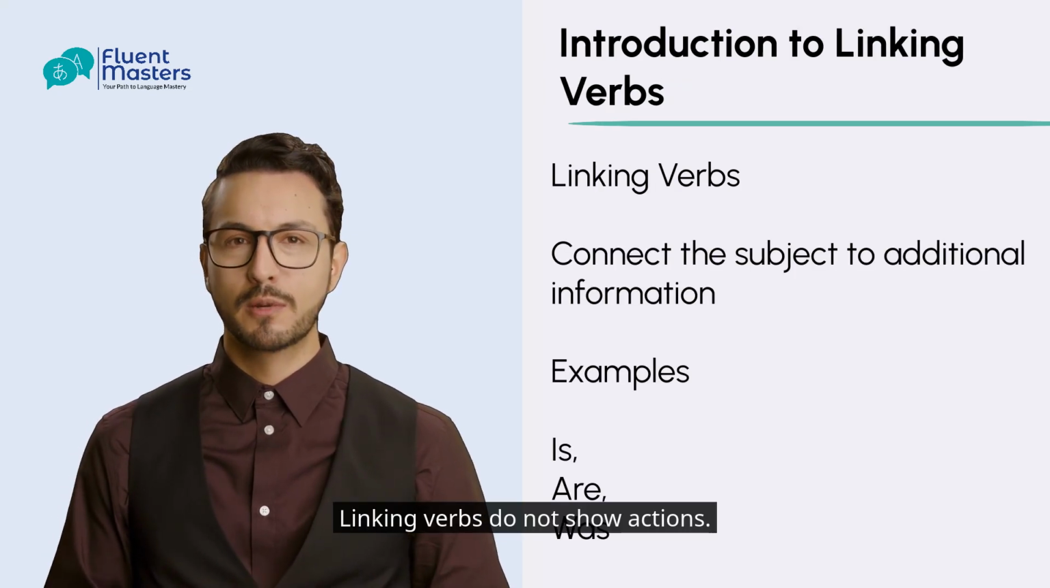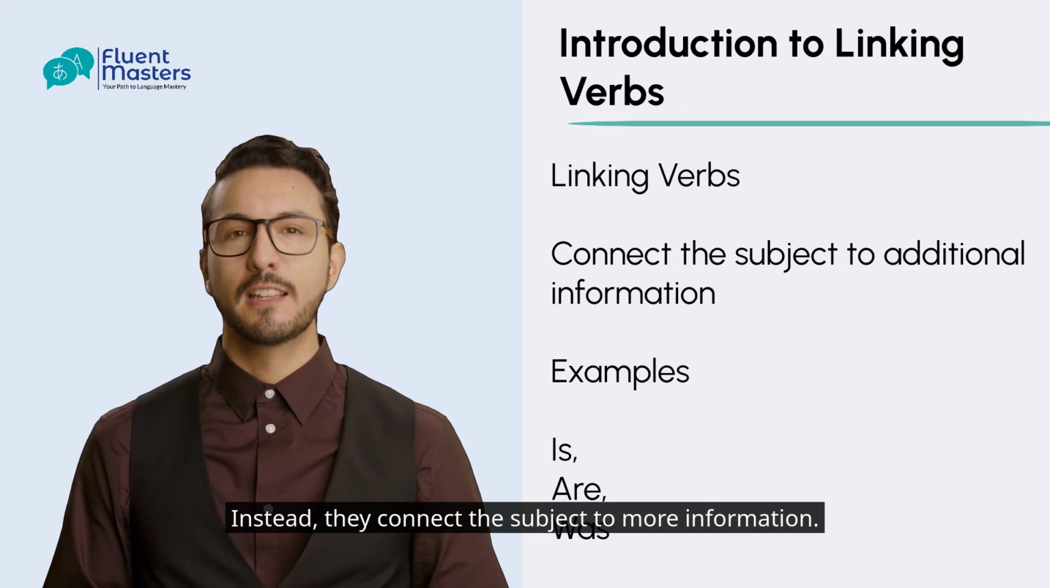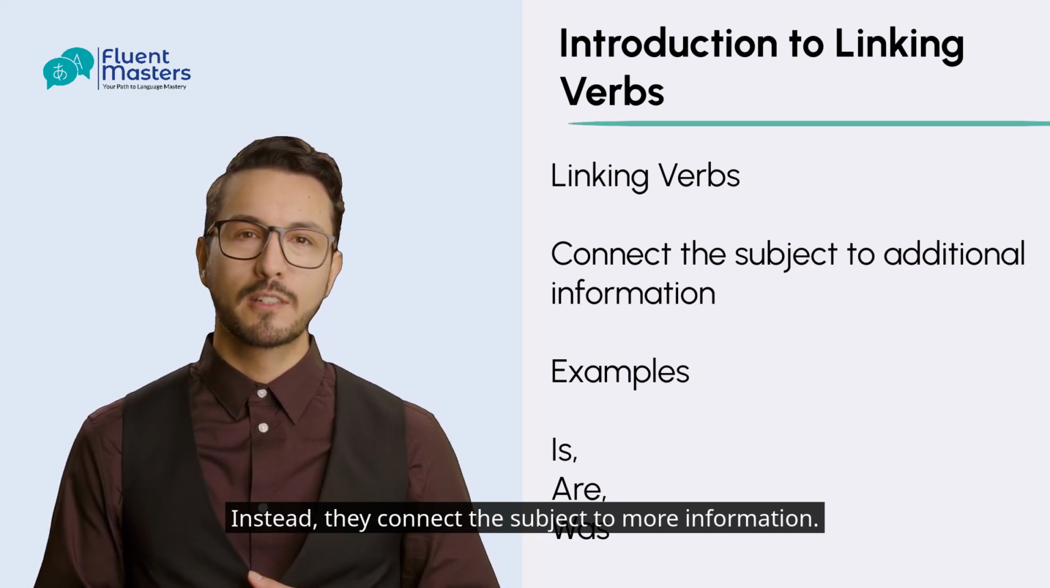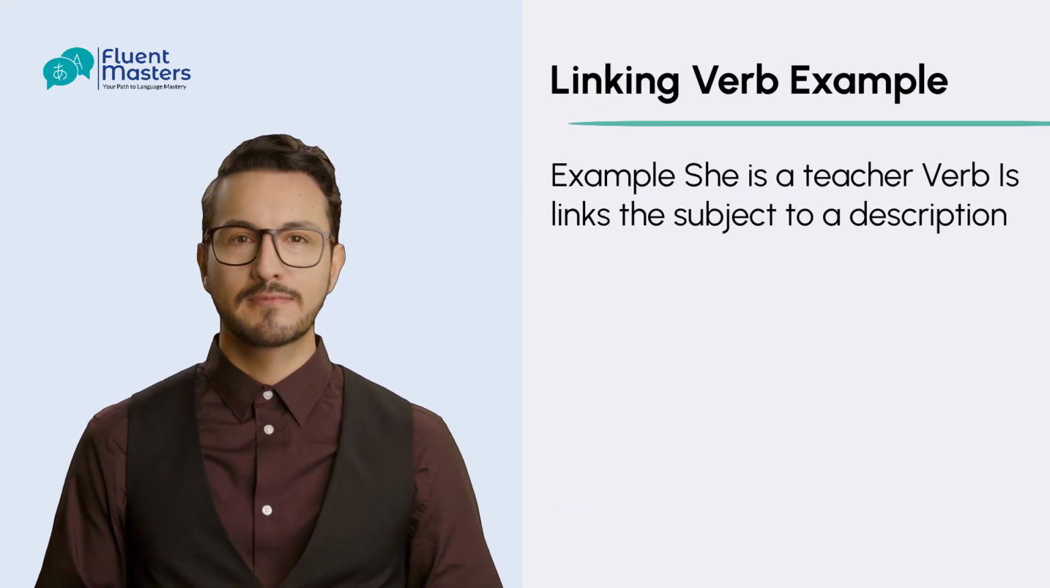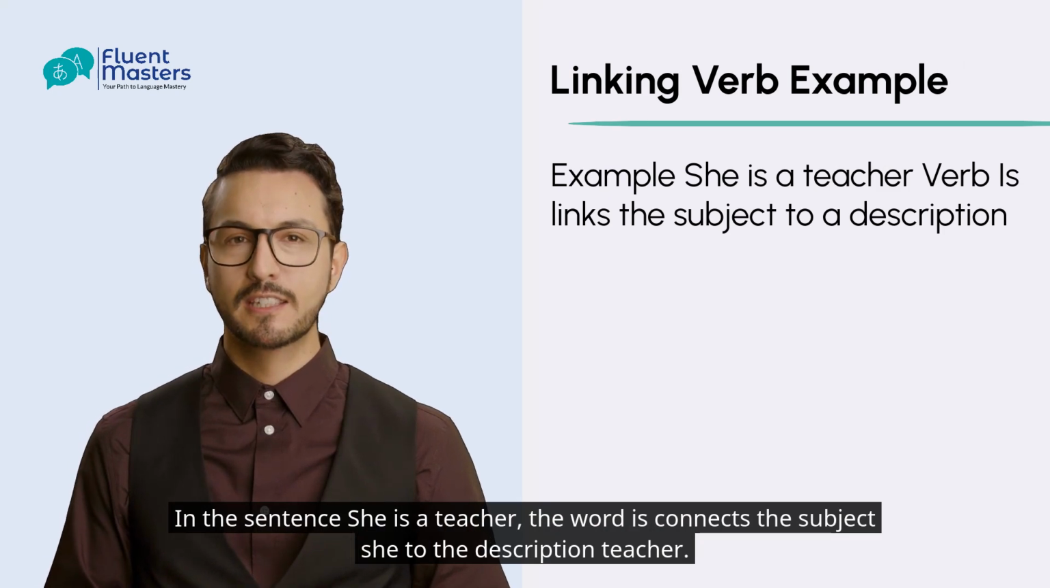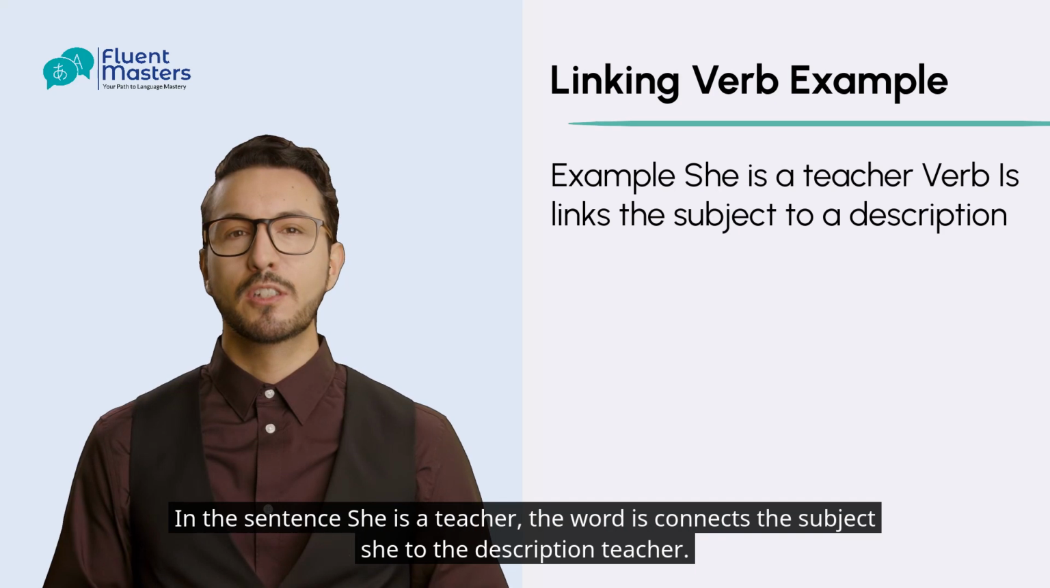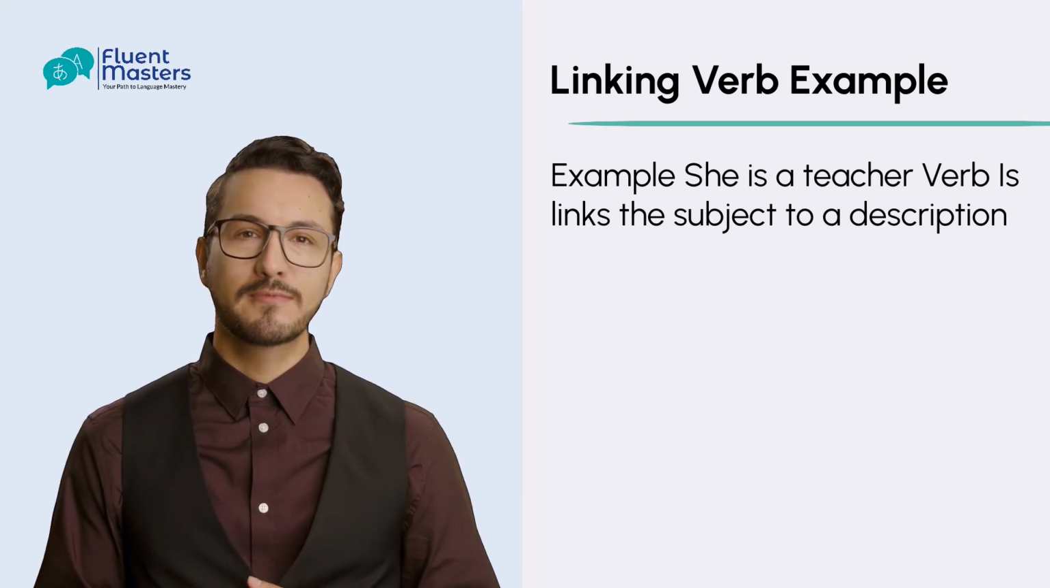Linking verbs do not show actions. Instead, they connect the subject to more information. For example, is, are, and was are linking verbs. In this sentence, she is a teacher. The word is connects the subject she to the description teacher.